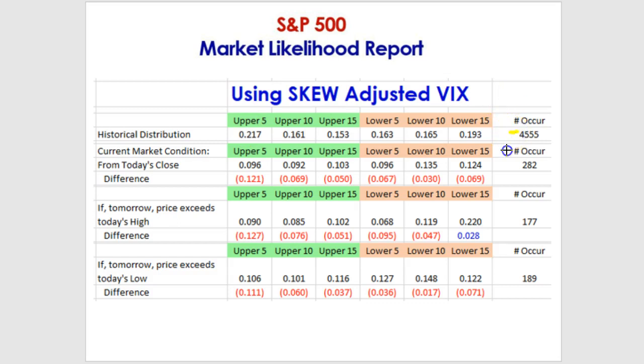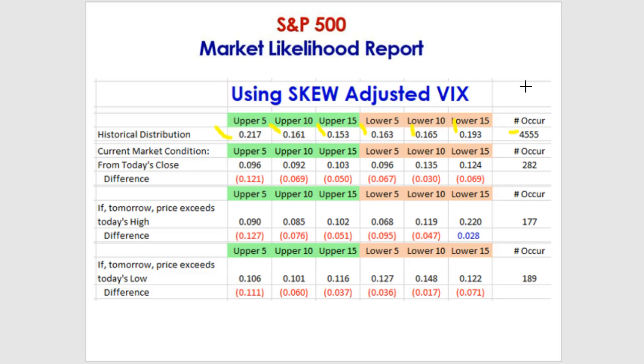4,555 occurrences, the upper band was struck 21.7, the upper 10-day band 16.1, the upper 15-day band 15.3, the lower bands 16.3, 16.5, and 19.3. So those are the benchmark historical distributions of price on the S&P index since January of 2000.